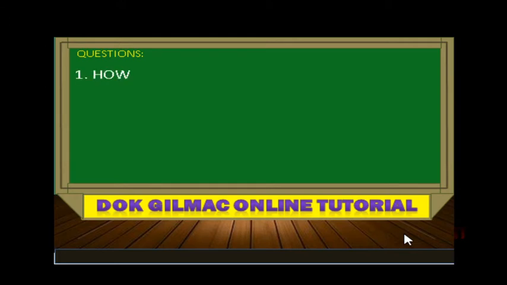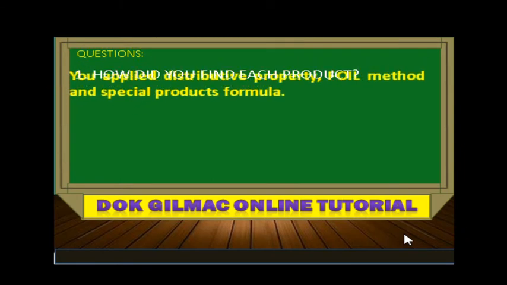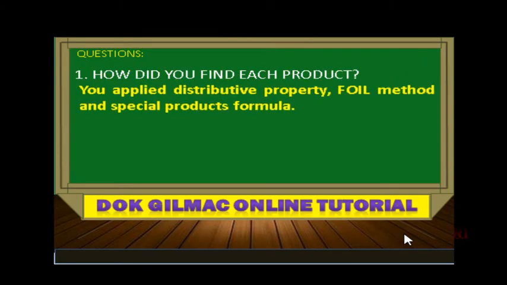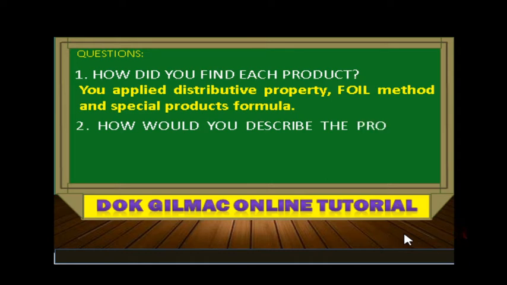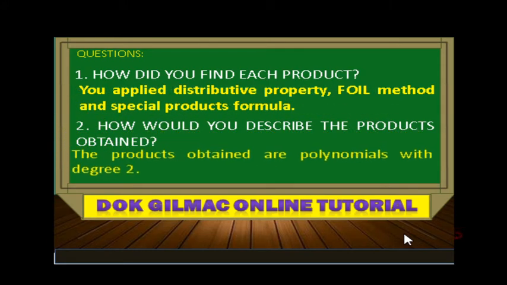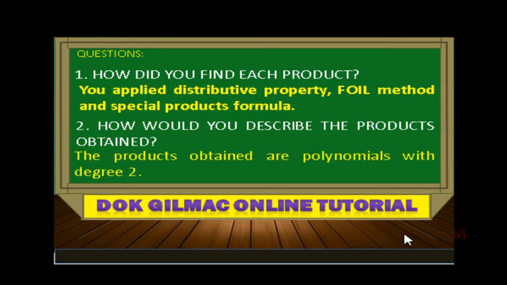Questions? Number 1. How did you find each product? You simply applied the distributive property, FOIL method, and special products formula. Number 2. How would you describe the products obtained? The products obtained are polynomials with degree 2.